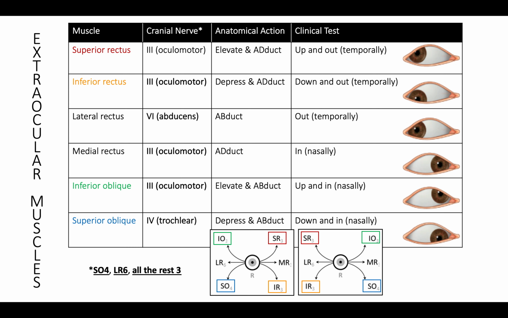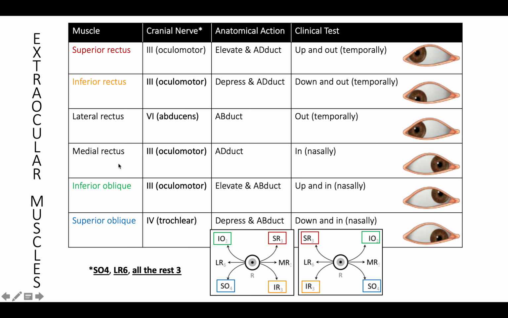Okay. So it is important to know the innervation of these muscles, and then know their anatomical action in clinical testing. So the first thing to note is SO4, LR6, all the rest 3. So SO4 is a compound in chemistry that you probably maybe remember. So that's how I remember that it goes together versus a 6 being there.